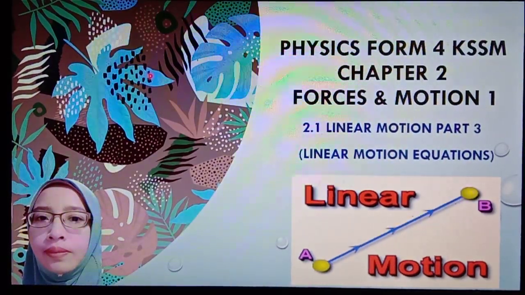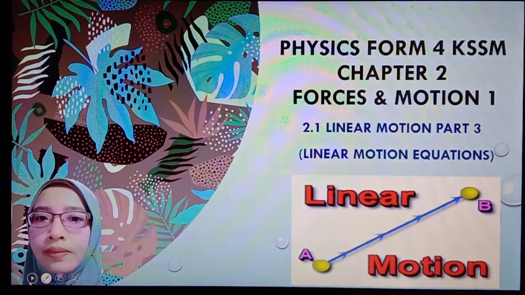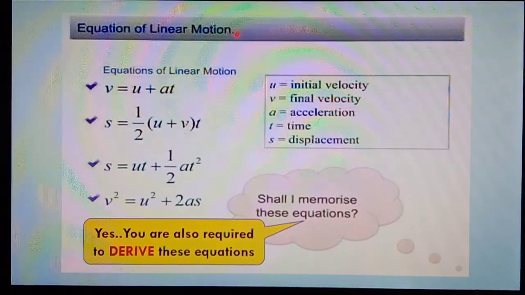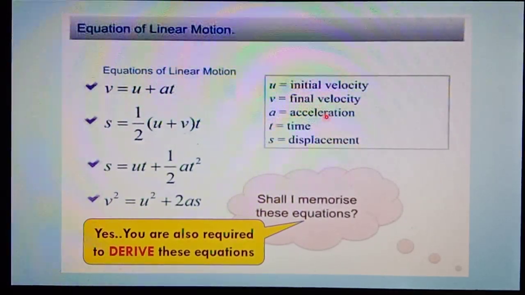Today we continue 2.1 linear motion part 3. I will discuss linear motion equations. For linear motion equations, I hope you still remember what we have discussed earlier. It's about the definition of these symbols. So we have u, initial velocity; v, final velocity; a, acceleration; t, time taken; s, displacement. The relationship between all the symbols will produce the linear motion equations.